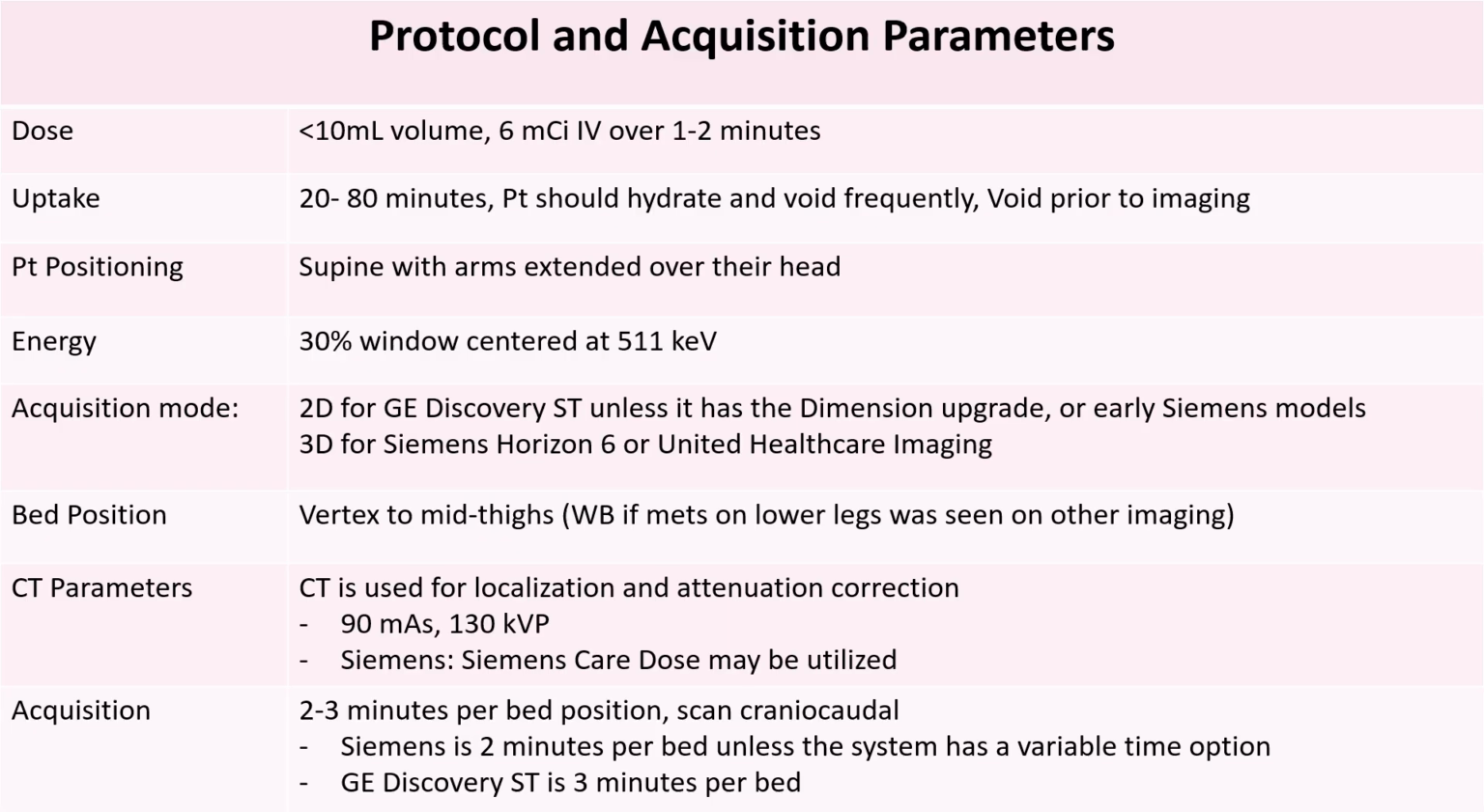This is the overall protocol for it. The dose will be provided in less than 10 milliliters volume, and traditionally it's about 6 millicuries given IV slowly over 1 to 2 minutes. That should be followed with a flush of at least 10 milliliters of volume, just to make sure that it all goes through the tubing. You don't want any activity to be stuck in the tubing. You want it all to go into the patient. So you will want to flush that well after injection.